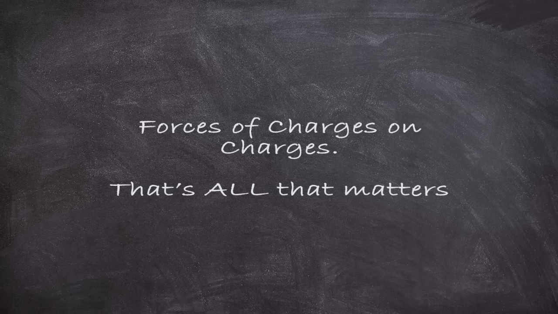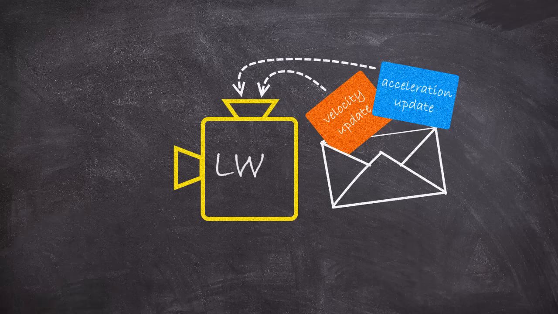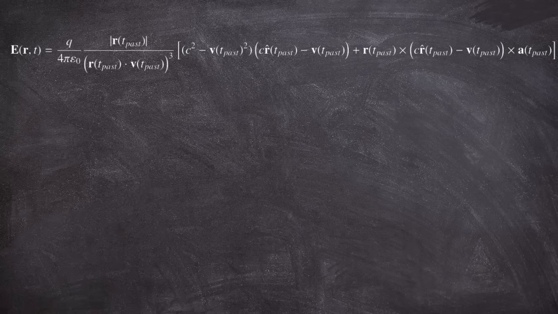Okay, so let's get back to this LW equation. When I first talked about it, I kind of just said it was like a magic box. It takes in a time-delayed charge position, velocity, and acceleration, and it spits out an electric field vector. The reason I was so vague is because the equation itself is kind of complicated. Let me just throw it up. Now don't worry if you have equation phobia. I'm not expecting anyone to get anything out of this. I just wanted to show that it's a big, honking, complicated equation.